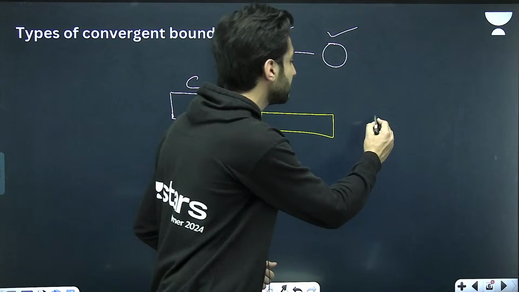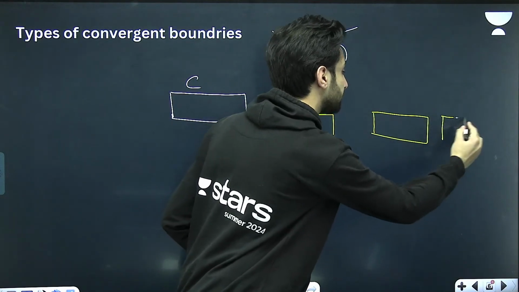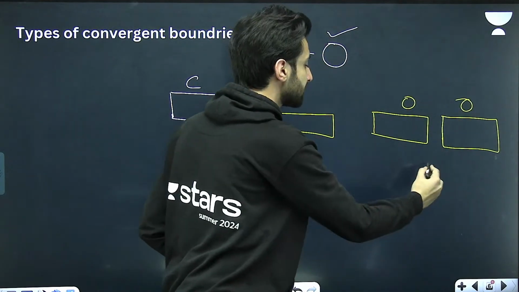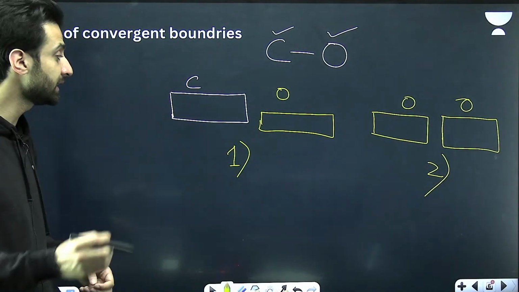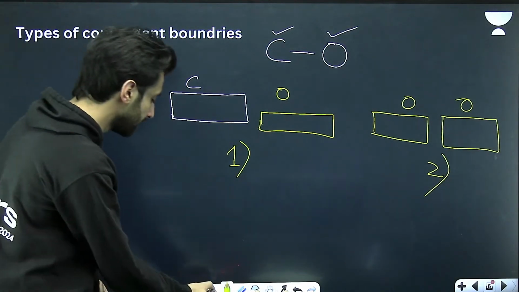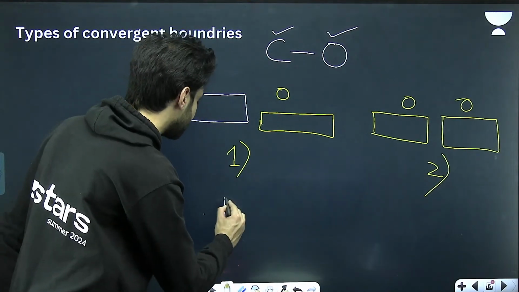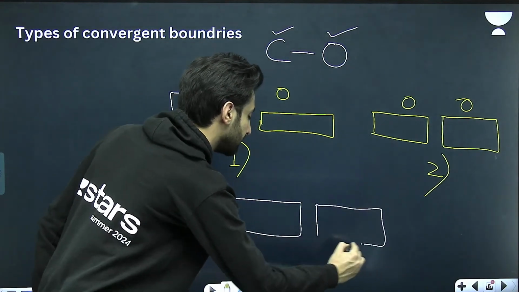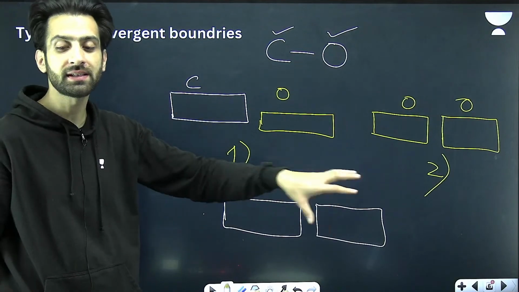Then the second type we can have is ocean and ocean. Both plates are oceanic. That is also a possibility. And the third one is continent and continent. That is the third type of possibility. Both the plates are continental. So three types of possibilities are there.